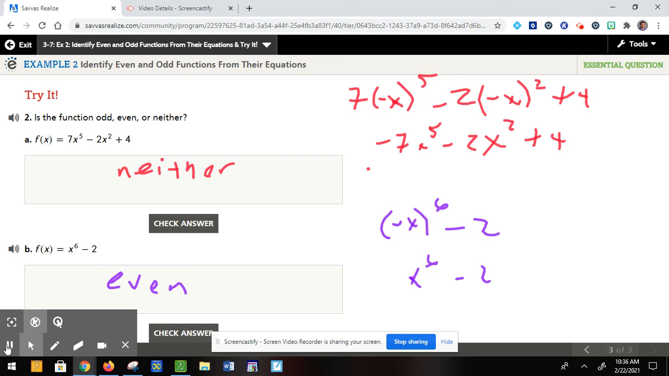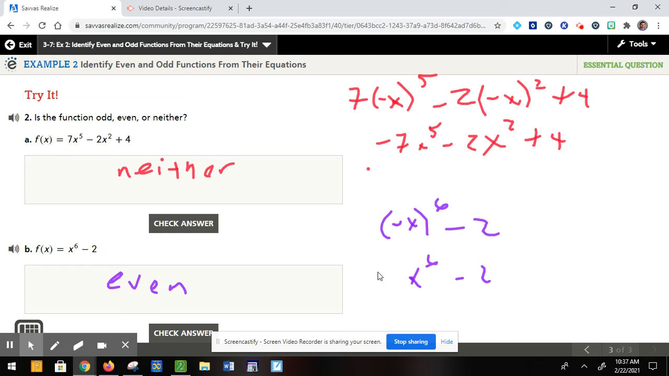So with the first one, you substitute the opposite of x in, and I get negative 7x to the fifth minus 2x squared plus 4. So that first part is the opposite, and then the second two terms are the same. So it's neither totally opposite or totally the same. So this function is neither even or odd.